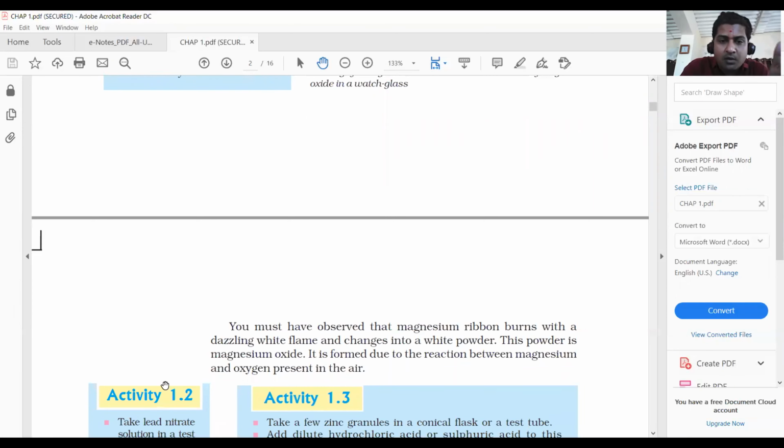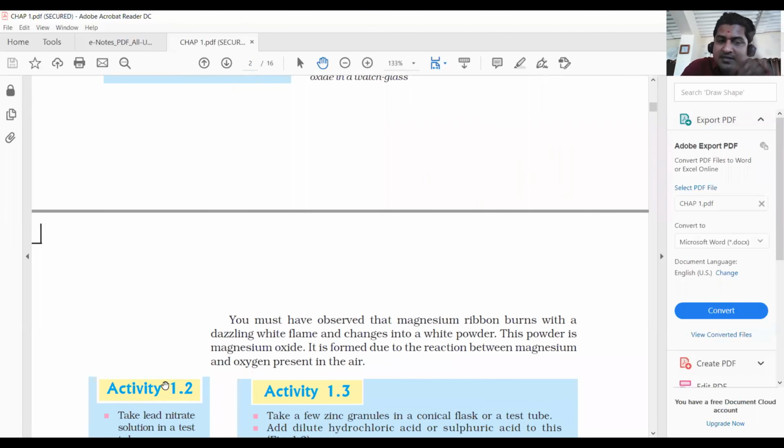So we must observe that the ribbon burns with a dazzling white flame and changes into a white powder. This powder is magnesium oxide, and it is formed due to the reaction between the magnesium and the oxygen present in the air.